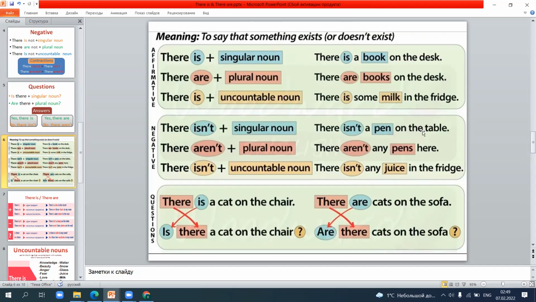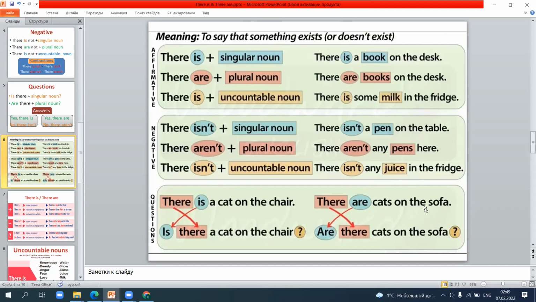There isn't a pen on the table. There aren't any pens here, and there isn't any juice in the fridge. Look at the questions. So the positive form is there is a cat on the chair. How to change it into a question? We should change the places of to be and there. Is there a cat on the chair?